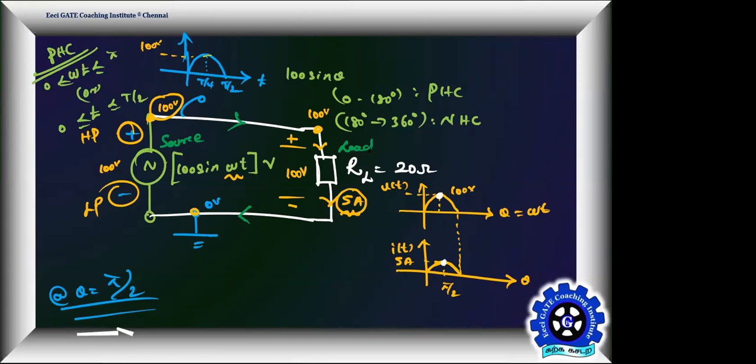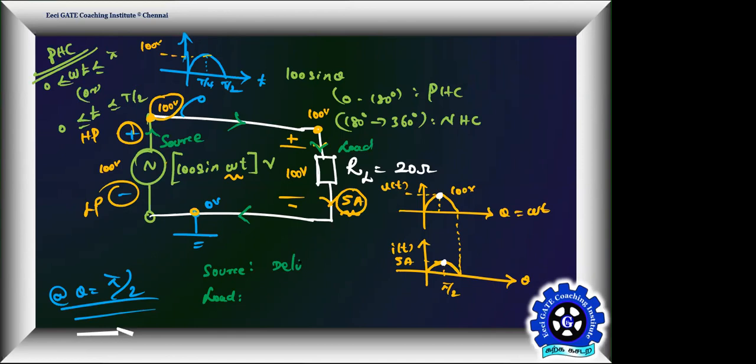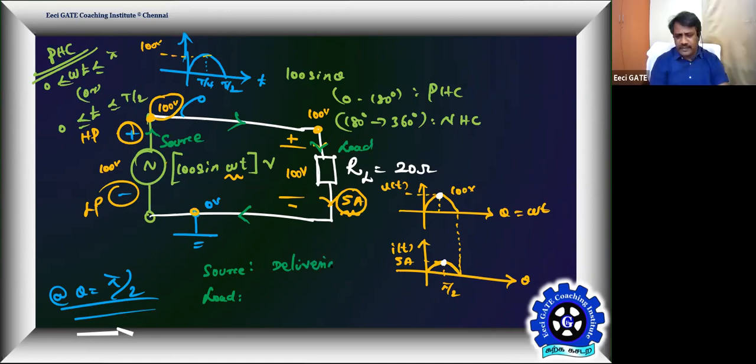The source is delivering and the resistor is absorbing. Yes, at the positive terminal of the source the current is leaving, whereas at the positive terminal of the load the current is entering. Therefore, the source is delivering, whereas the load is absorbing. So the source is delivering power and the load is absorbing power. Therefore, during the positive half cycle, the AC source is capable of delivering power.